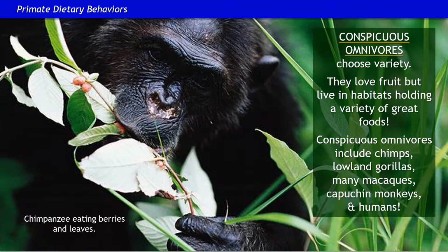Conspicuous omnivores choose variety. They love fruit, but live in habitats holding a variety of great foods. Conspicuous omnivores include chimpanzees, lowland gorillas, many macaques, capuchin monkeys of the New World, and humans. If you doubt that we are conspicuous omnivores, go to Whole Foods and watch the humans as they move through the food items. They like a little bit of this, a lot of that, more of this, more of that. They love variety, as do our chimpanzee cousins.